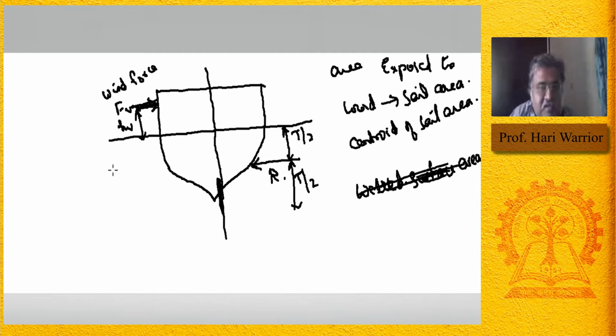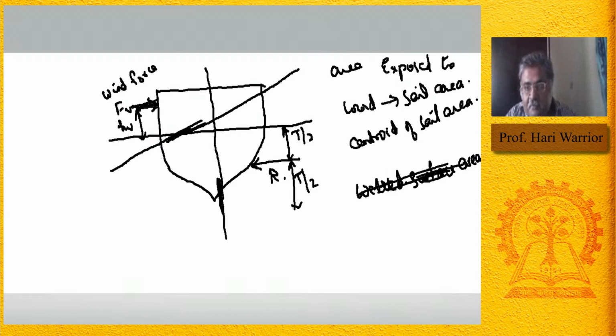Now when the ship is heeled, then Fv acts like this. Okay, I think I should draw. No, I'll take a different pen. Fv will act like this, because we are only interested in the force in this direction. See, this is the perpendicular.